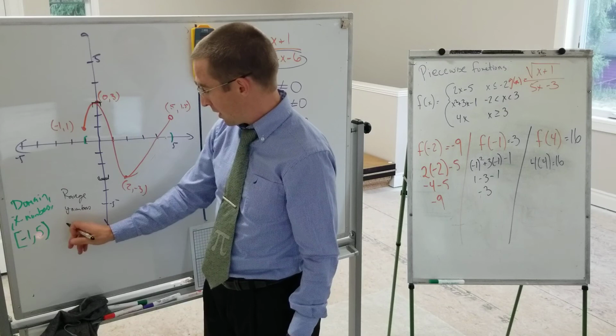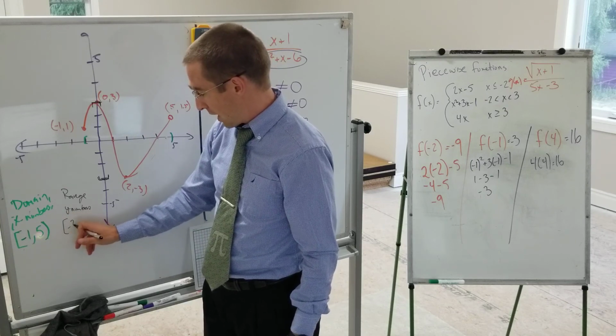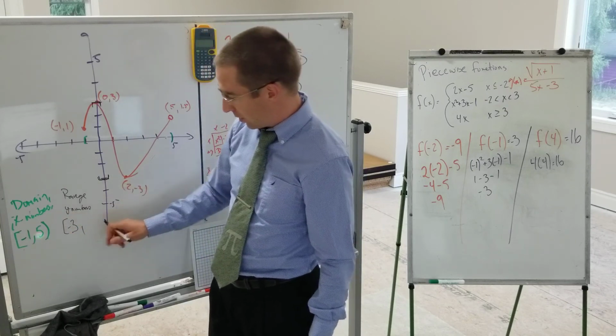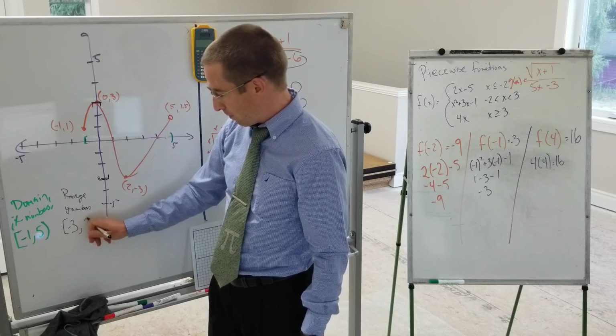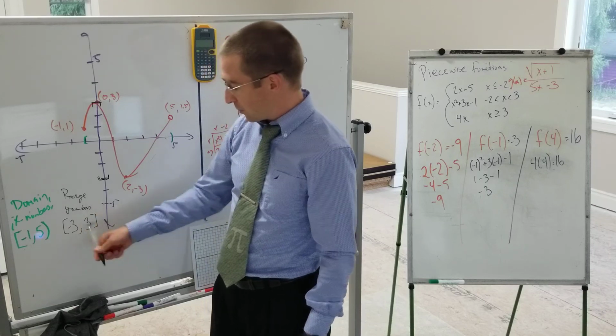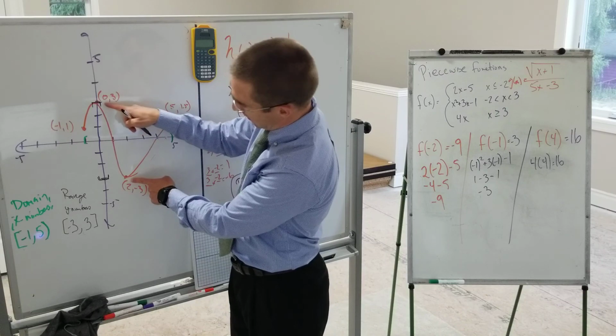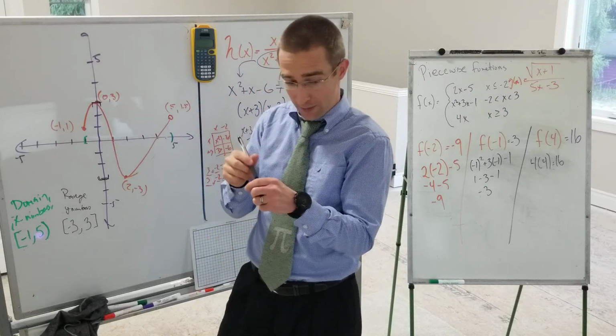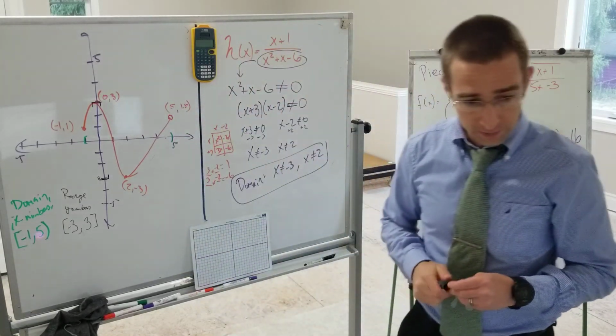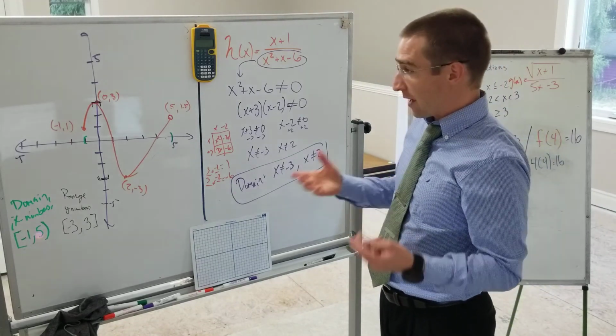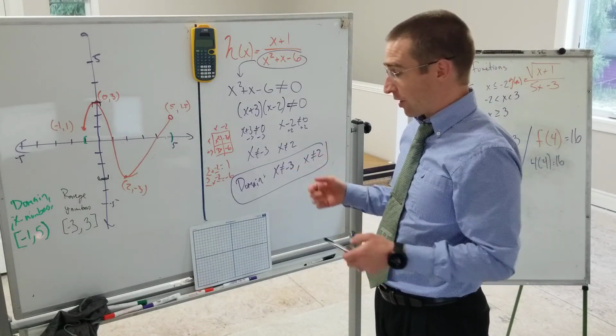So here, I go from -3, that's my smallest y number, comma, +3, and there's brackets on either side because I hit both of those values and I get everything in between. Okay. That's domain and range from a graph.